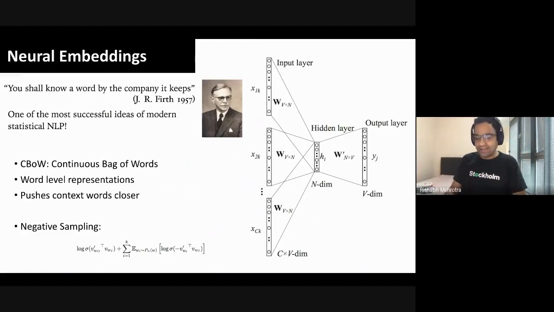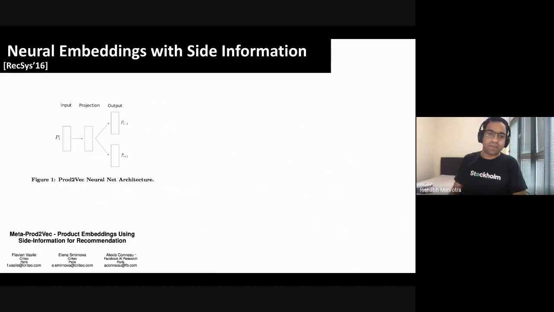Now that idea is very extensible. And what we can do is apply the same idea to products. There's a very nice RecSys 2016 paper that says that we can learn product embeddings using some of this approach. Criteo and Facebook AI Research did some work around learning these product metadata embeddings.